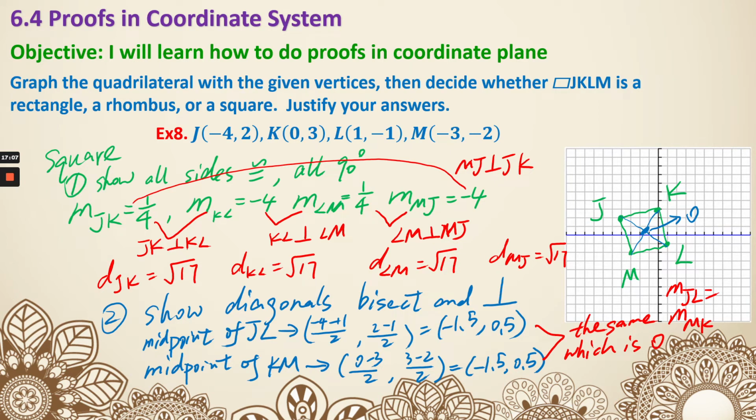And of course, I still need to show that about JL and MK. The slope of JL is going to be -3/5. And the slope of MK is going to be 5 over 3. Clearly, you can see they're perpendicular. So that's a second way to prove it is a square. Forget to write it is actually a square. That's example 8.